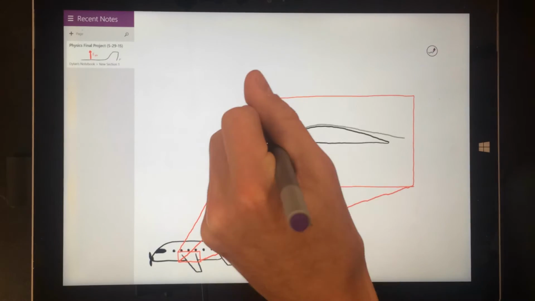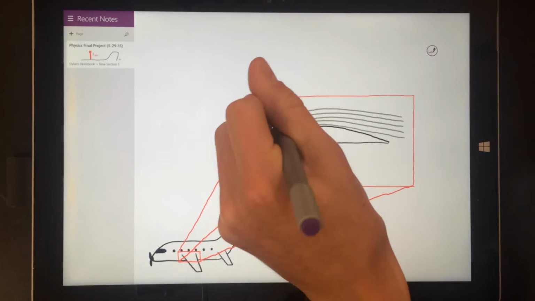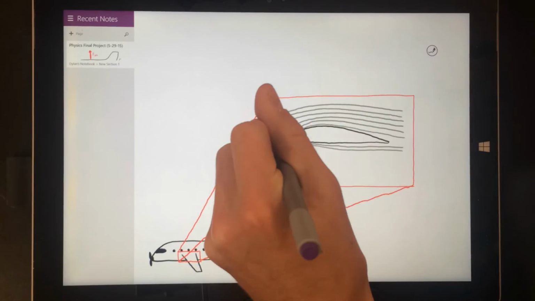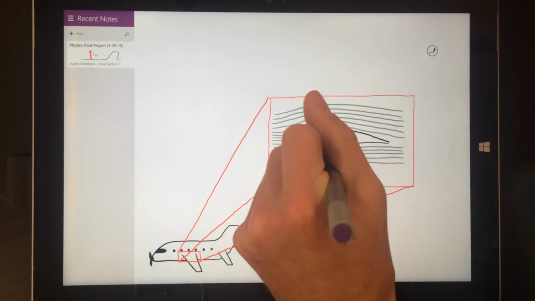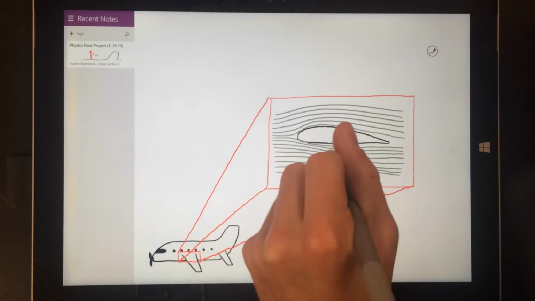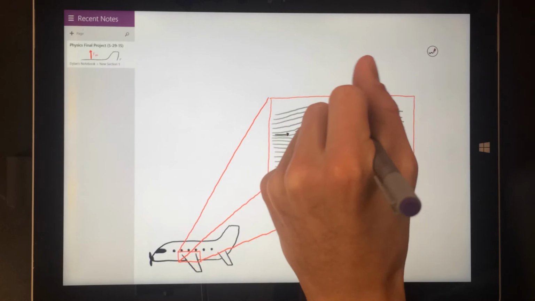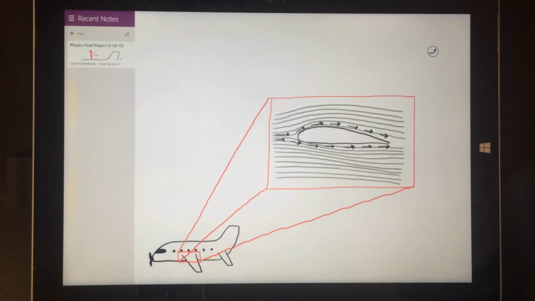As the plane begins to fly, Bernoulli's principle begins to take effect. The air particles that are passing over top of the wing are moving faster than the air particles that are passing beneath it. The faster moving air particles on top of the wing create a low pressure zone, while the slower moving air particles beneath the wing create a high pressure zone.